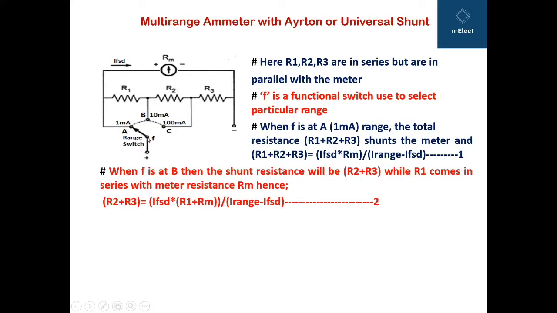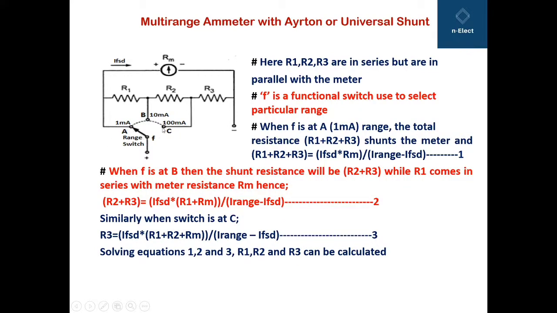When F is at B, now this resistor R1 will come in series with the meter resistance Rm, while R2 and R3 are the resistances which will come in parallel with these two resistances, and hence R2 plus R3 will be equal to IFSD into, not only Rm we will have to take, so we will have to consider here R1 also, so R1 plus Rm whole divided by I range minus IFSD.